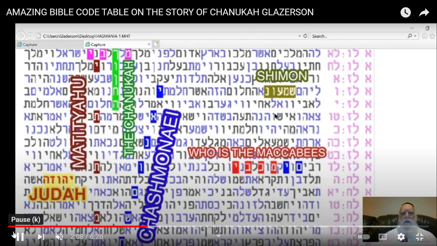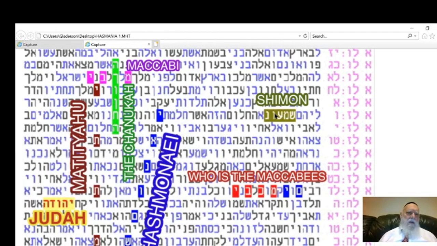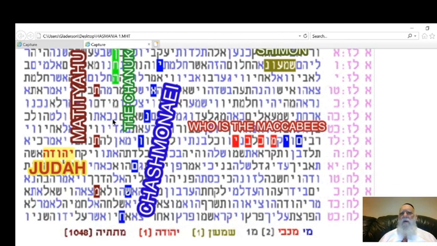Interesting, I found like a question, who is Maccabee? And the answer is Judah, Shimon, and Matityahu. So, as I said, a very significant table. So remember, it is minimal in Genesis and also Maccabees, also minimal, you can see very small. And it also comes together with Hasmonean.